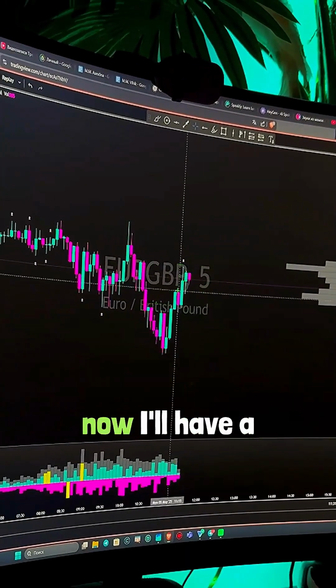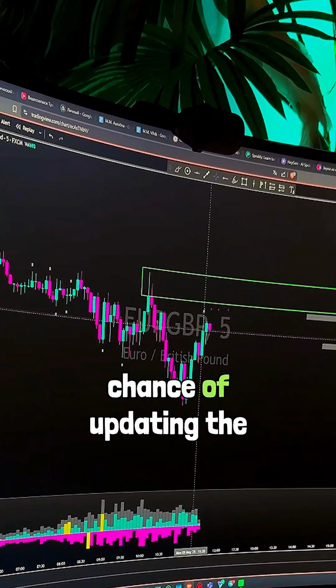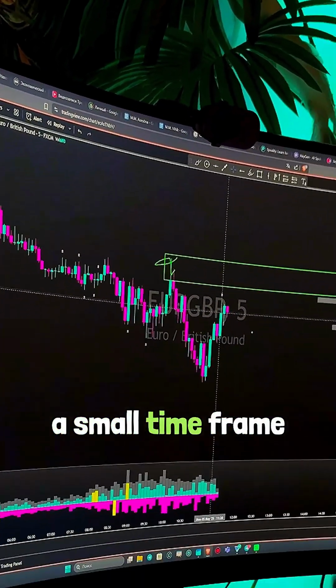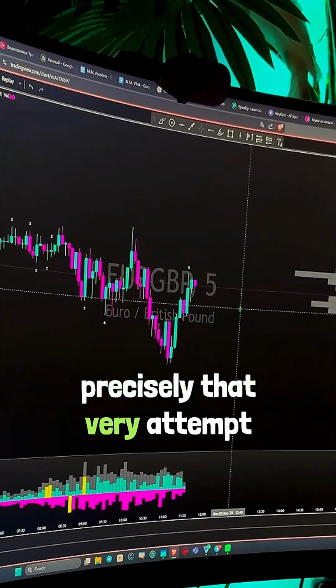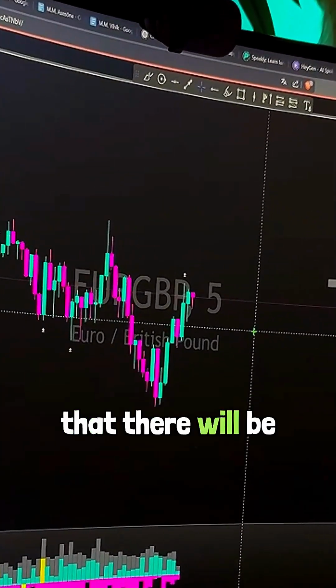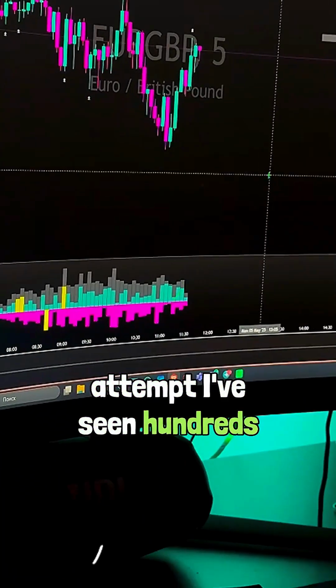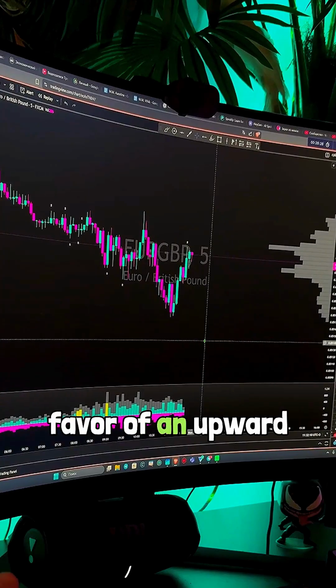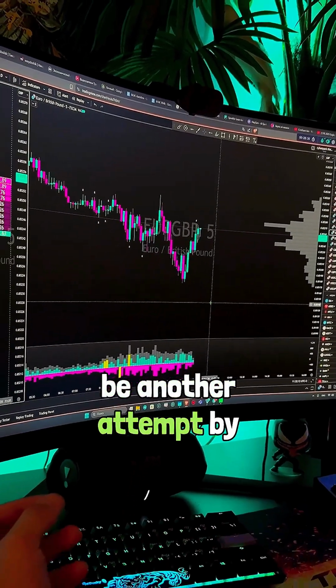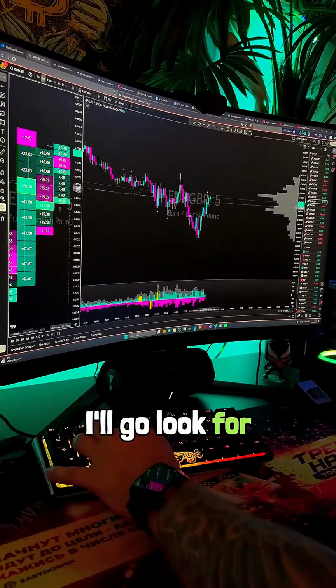I'm not saying that right now I'll have a 100% chance of updating the high because I'm on a small time frame, opening a trade for 2 minutes. What I need is precisely that very attempt. And the indicator suggests that there will be another attempt. I've seen hundreds of situations like this already. And my opinion here was still in favor of an upward move, that there would be another attempt by the buyers to do something. I'll go look for the next setup.